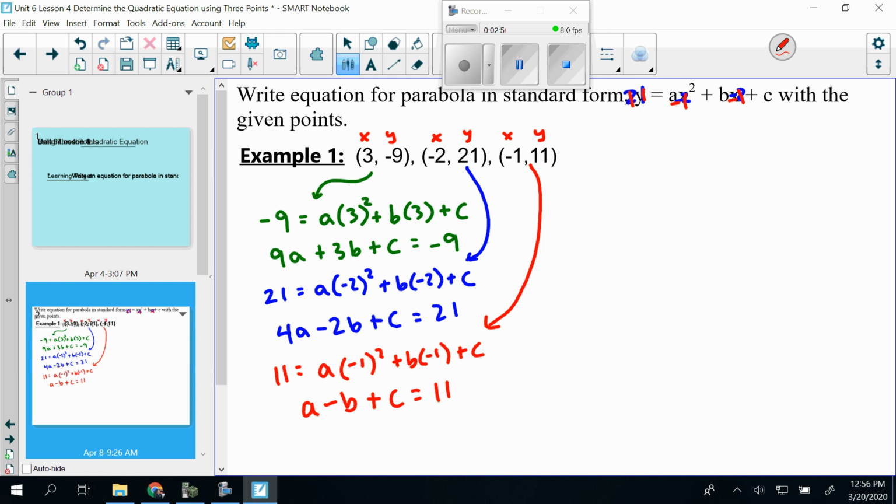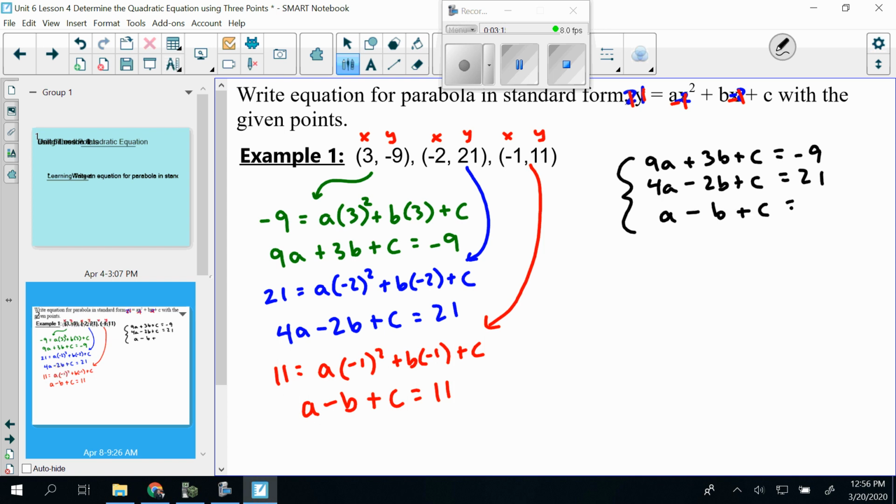All right, so now we got these 3 different equations here. I'm going to write this as a system of 3 equations. So we got 9a plus 3b plus c equals -9. We got 4a minus 2b plus c equals 21. And then we got a minus b plus c equals 11.